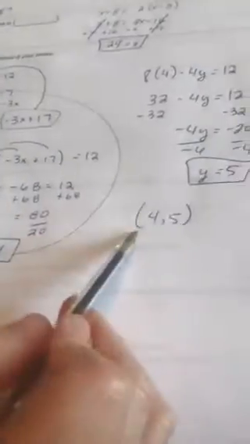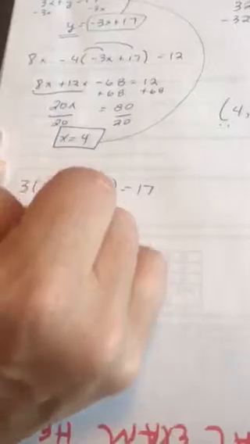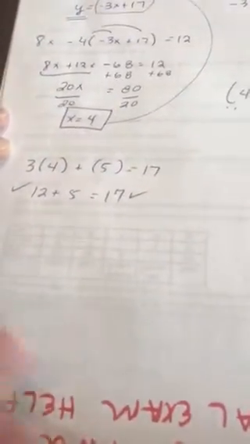Now, it would not be complete if you didn't double check and make sure it works. So I'm going to do that. 3 times 4 plus 5 equals 17. This is 12 plus 5 equals 17. And yes, absolutely, that works. So you always want to check it. I'm going to check the other one. 8 times 4 minus 4 times 5 equals 12. That's going to be 48, or excuse me, 32 minus 20 equals 12. And yes, that works. So you always want to check your work.